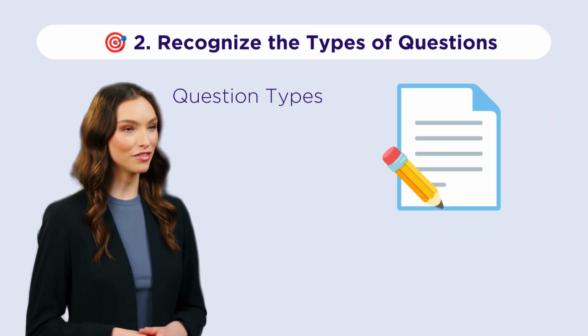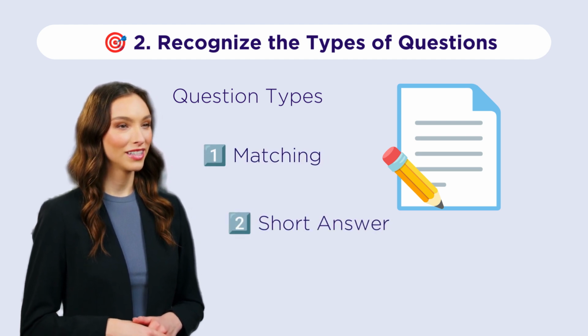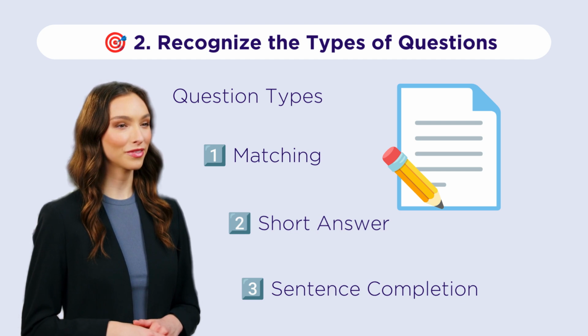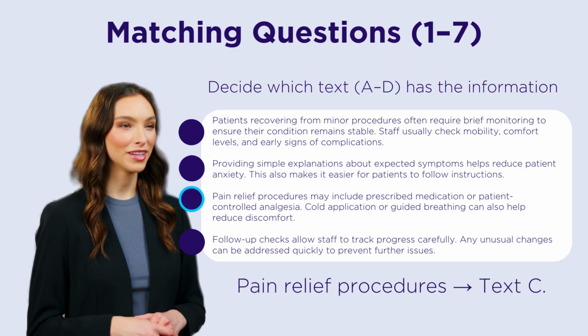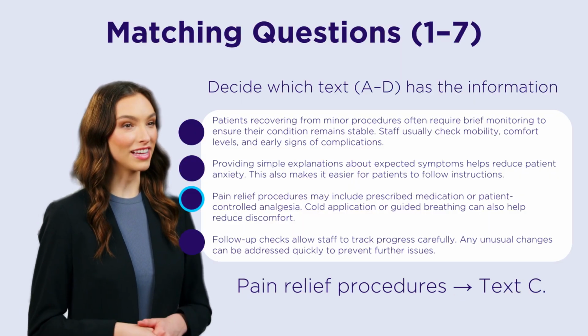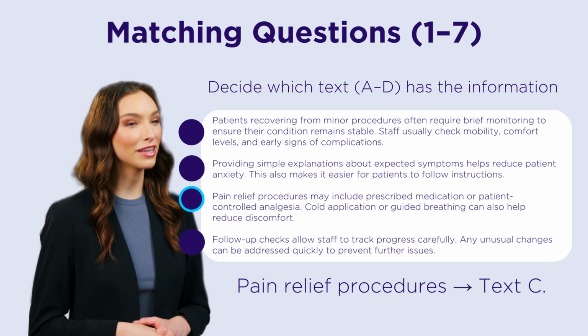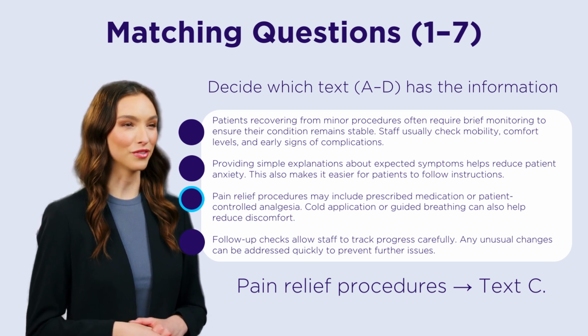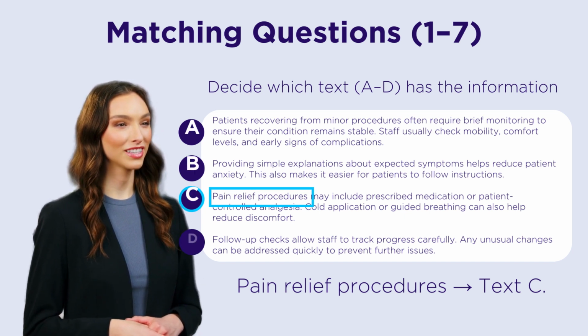There are 3 types of questions in Reading Part A: matching, short answer, and sentence completion. Let's look at each type closely. In matching questions, you must find which text contains specific information. For example, in which text can you find information about pain relief? Then write A, B, C, or D.